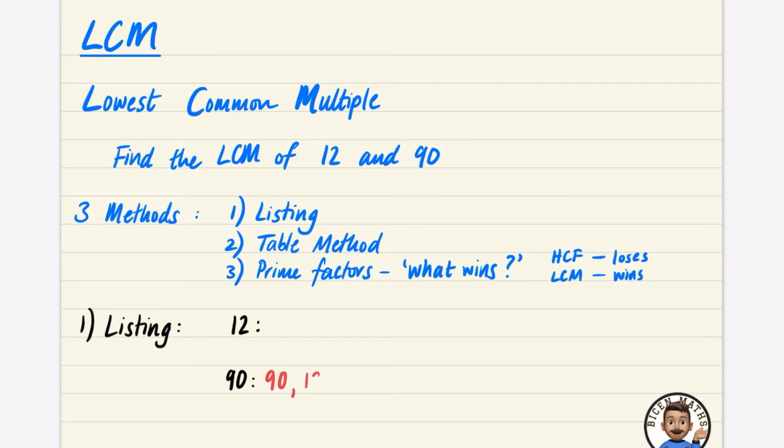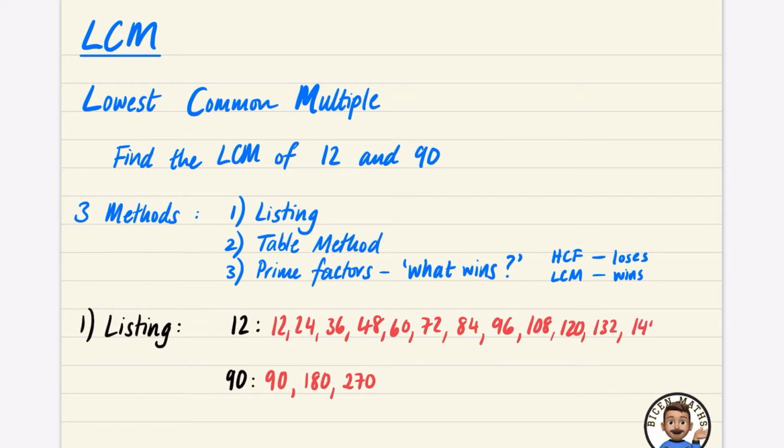So I'm going to go 90, 180, 270, and I'm probably going to stop there actually because I'm hoping that there'll be a multiple of 12 that will be one of these. So we're going to do the 12 times table. 12, 24, 36, 48, 60, 72, 84, 96, 108, 120, 132, 144, 156, 168, and then eventually 180.